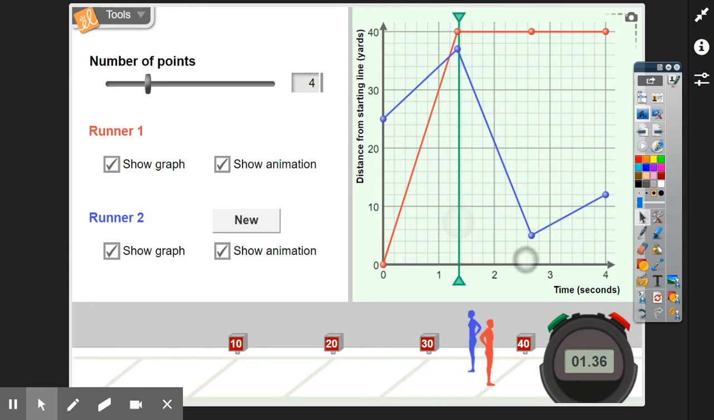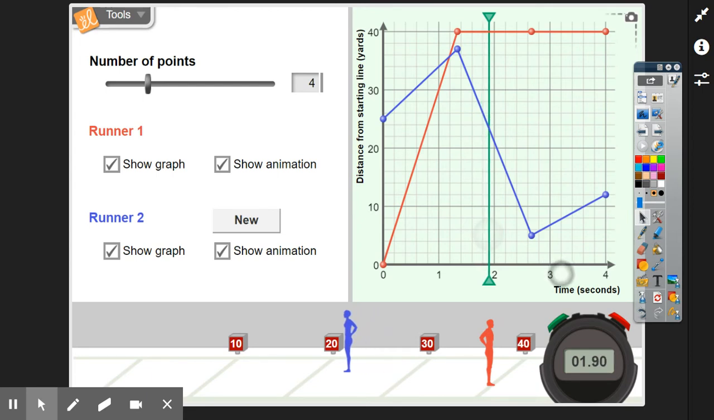So if I continue with my time, do you see right when this blue line starts in another direction, that runner turns around and starts running the other way. This red one has just stopped because we can see that up here. That red one from 1.34 seconds to 4 seconds is just standing still, while the blue runner has turned around.